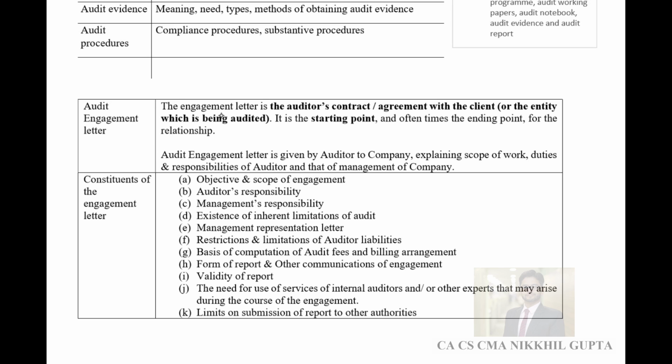So let's see what is the definition of engagement letter. The engagement letter is the auditor's contract or agreement with the client or the entity which is being audited. For example, if you are doing audit of say ABC Limited, then your agreement with ABC Limited will be defined under the engagement letter. And the engagement letter is the starting point and oftentimes the ending point for the relationship.